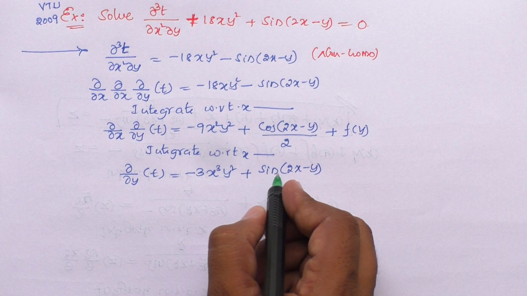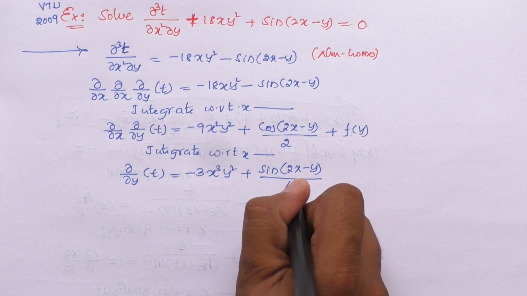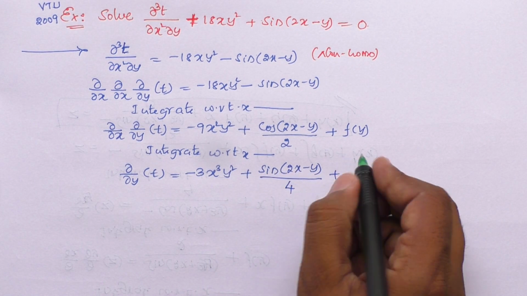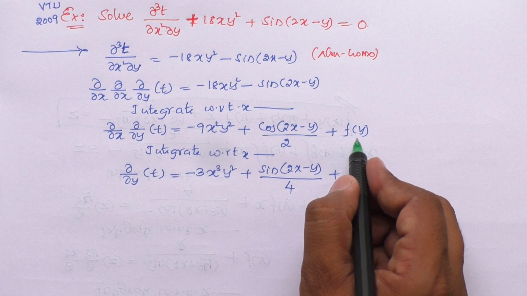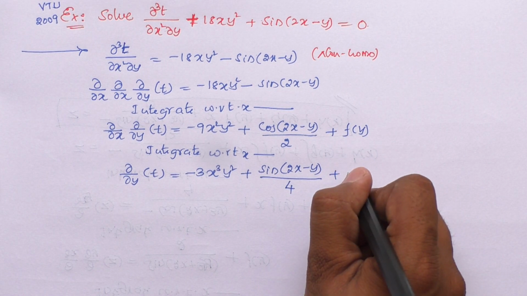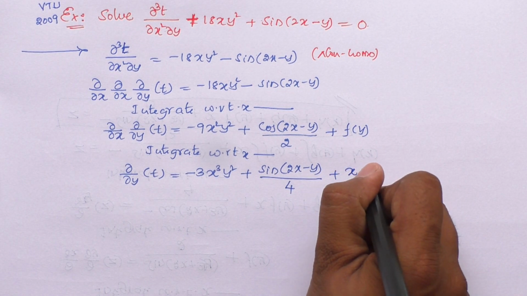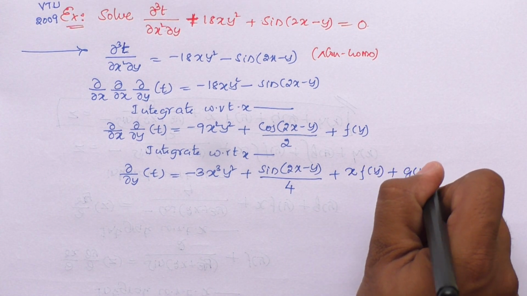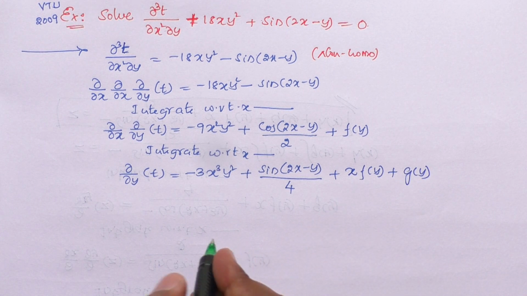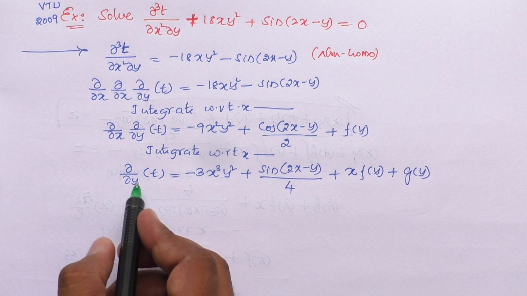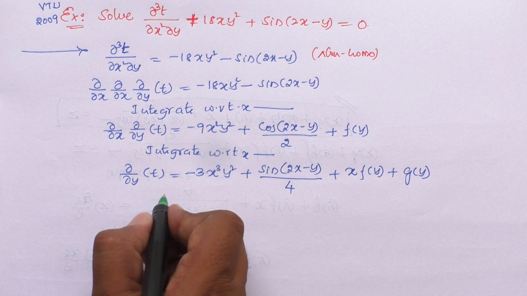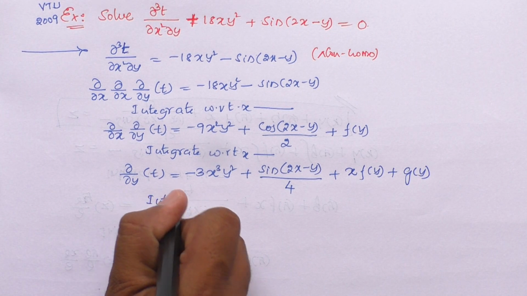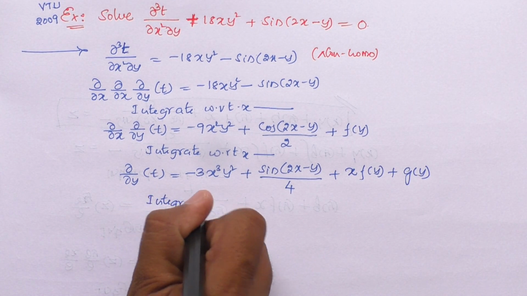The multiple of x is 2, so divide by it. Already 2 is there, so 2 into 2, 4. Plus the f of y term, integration with respect to x is there, so x into that f of y, plus an arbitrary constant g of y. So this is what we got. So now lastly what we have is ∂/∂y. So for that, integrate with respect to y.